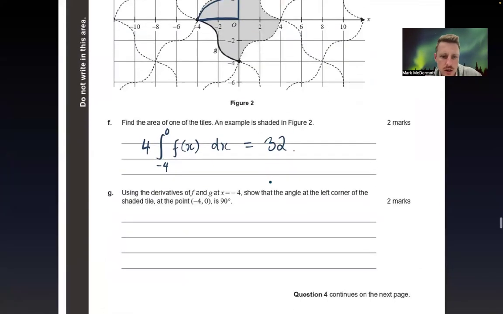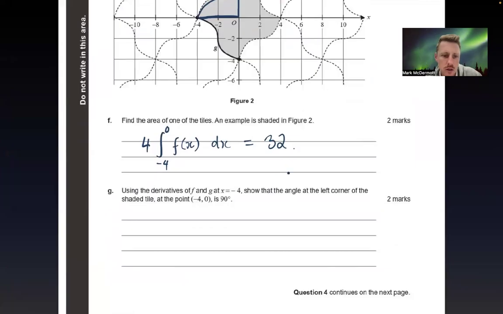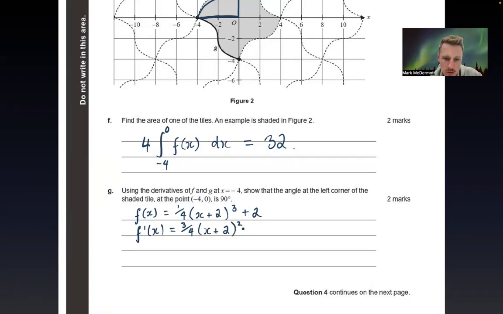Using the derivative of f and g at x equals -4, show the angle at the left corner of the shaded tile at the point (-4, 0) is 90 degrees. Let's remind ourselves what f of x is. f of x was 1/4 (x plus 2) cubed plus 2. So f dash of x, we can probably do this reasonably quickly in our heads, is 3/4 (x plus 2) squared multiplied by the derivative of the inside, which is 1.